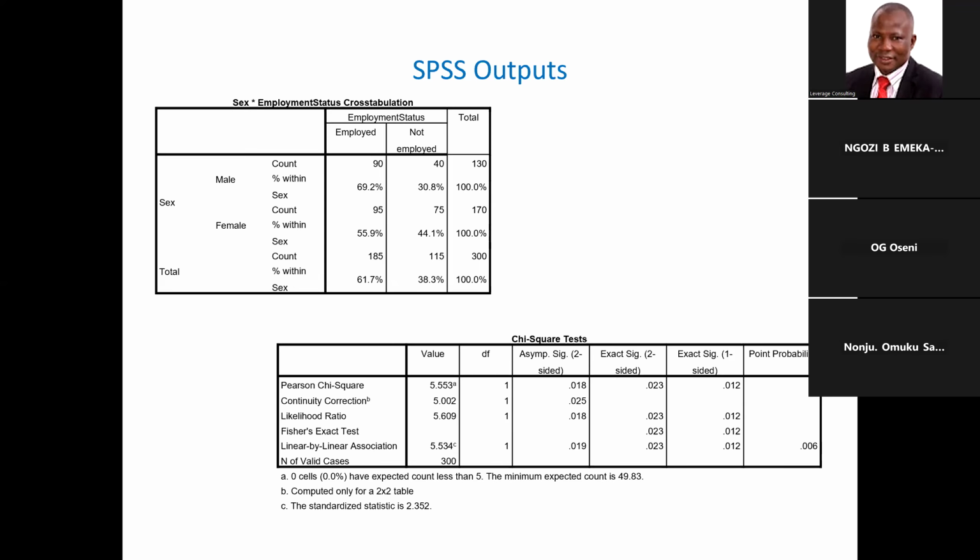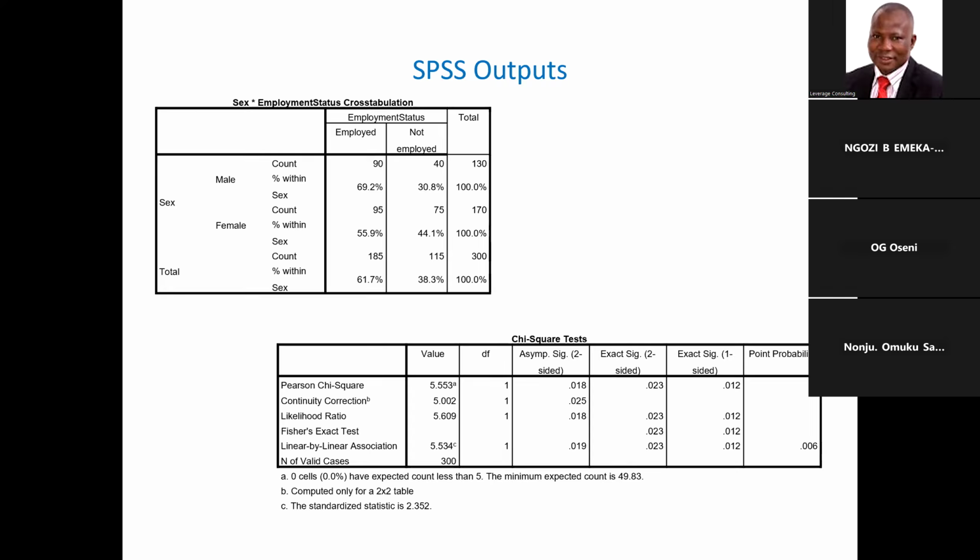That's not the only condition. Forget about the number of cells: if you have expected count less than 1 in any cell, chi-square is not valid. Once you have expected count less than 1 in any cell, chi-square will not be valid.